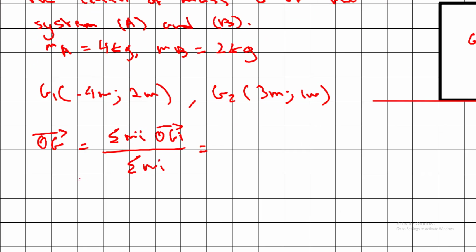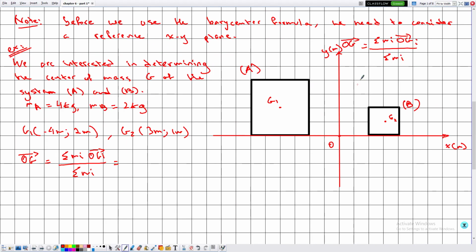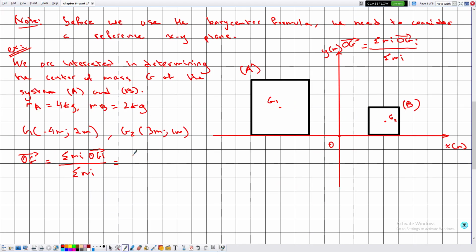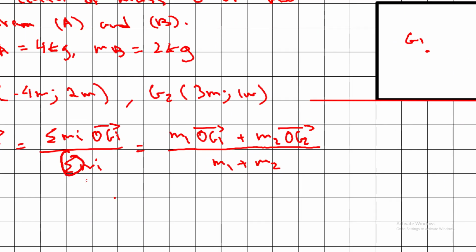Now what does i represent? Here we are summing over the index i. i represents the number of objects, and here the objects are simply A and B, so it's given by m1 OG1 plus m2 OG2 divided by m1 plus m2. This symbol is the sum, so we are summing over different indices, so it's m1 OG1 vector plus m2 OG2 vector.